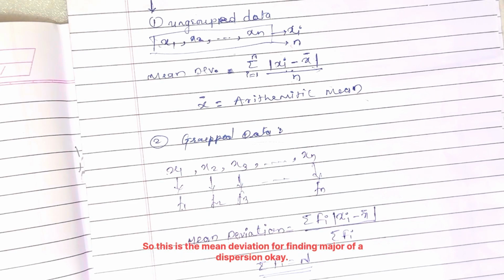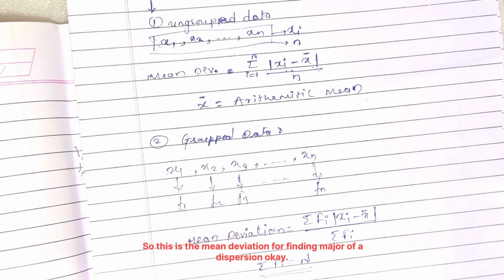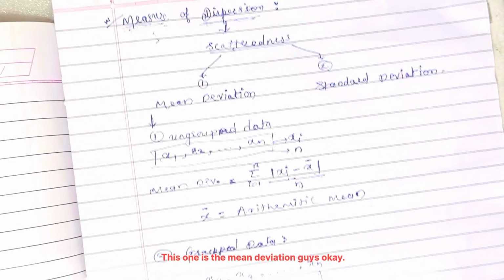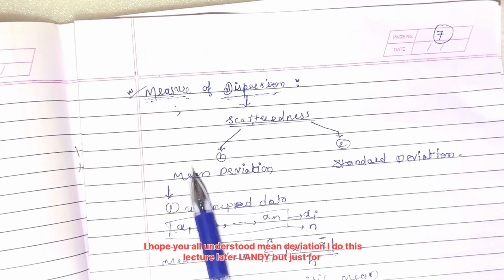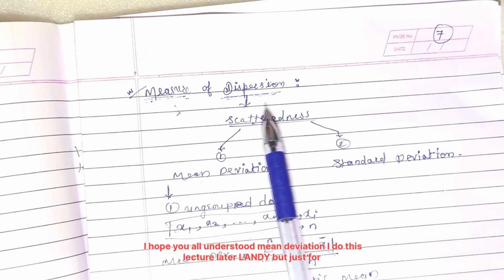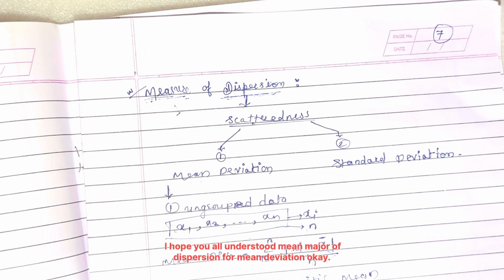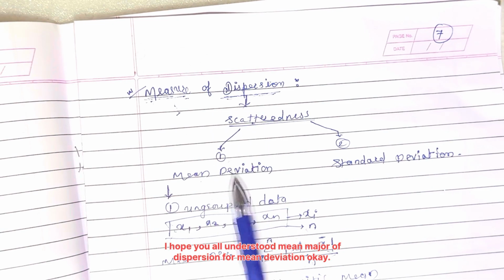So this is the mean deviation for finding the measure of dispersion. I hope you all have understood mean deviation. I took this lecture a little lengthy, but just for your understanding. I hope you have understood the measure of dispersion for mean deviation.